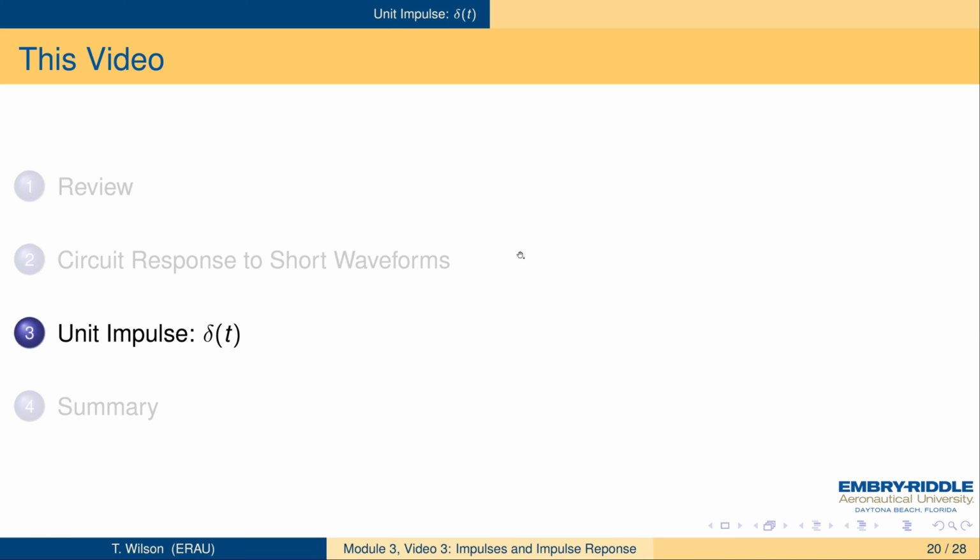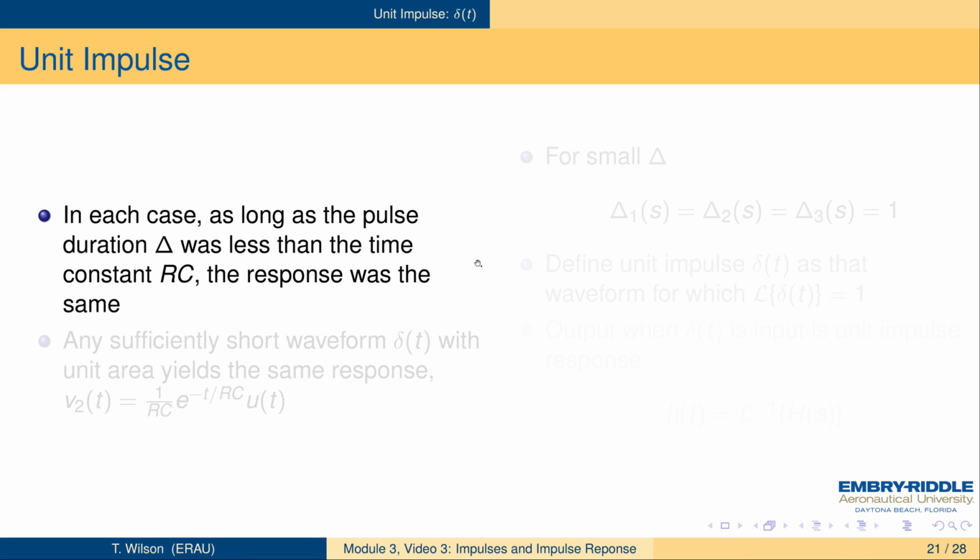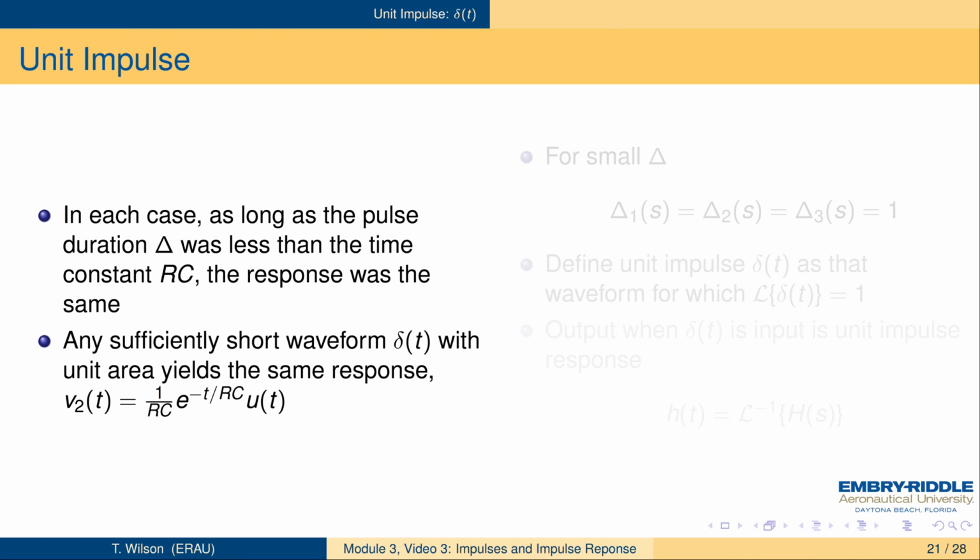That's right. So this concept that as long as the pulse duration is short relative to the time constant of interest, the duration of things you're interested in the world, any sufficiently short waveform with the unit area has the same response. For that circuit, it was 1 over RC, e to the minus t over RC u of t, but it works for anything.